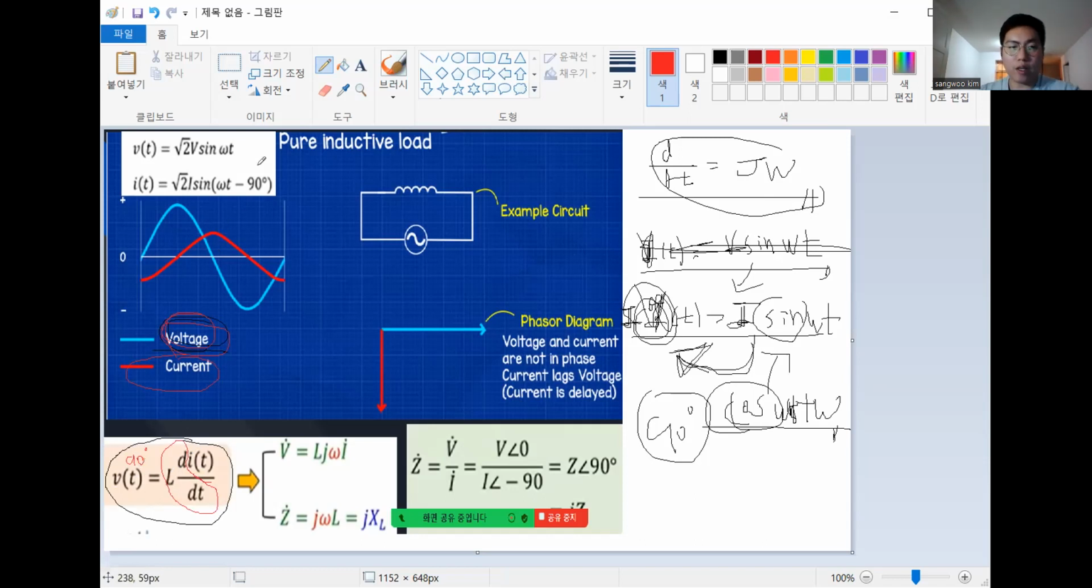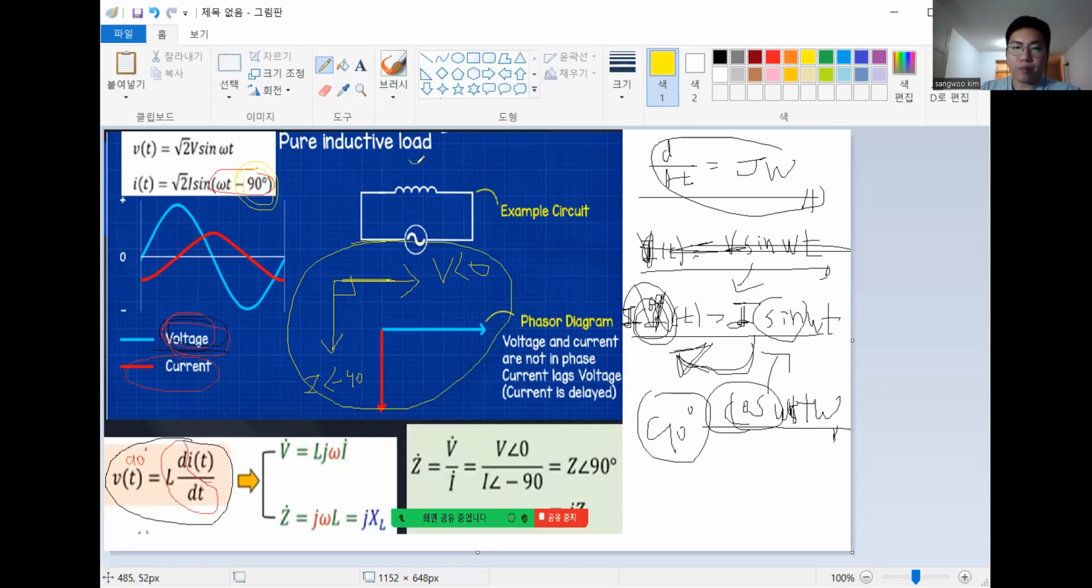So that's why, look at that here, the equation is here. I put 90 degrees here. I said before that the voltage is the standard, right, at 0. But I is 90 degrees lagging, right? 90 degrees lagging. So I is here, minus 90. This is a phasor, okay?